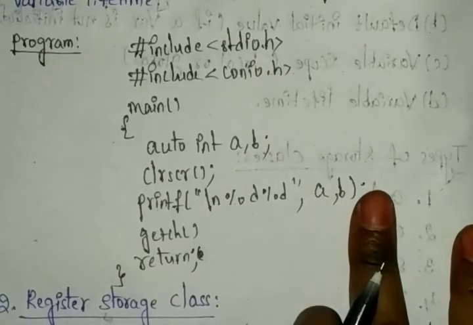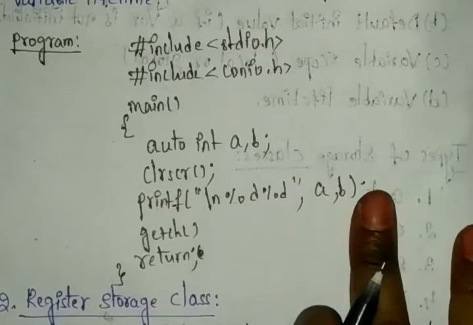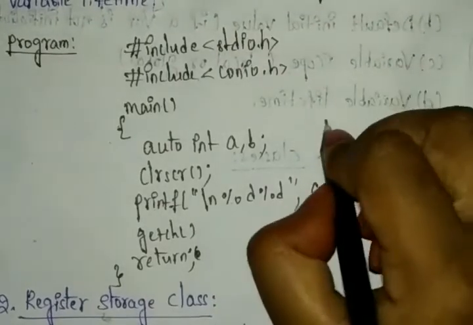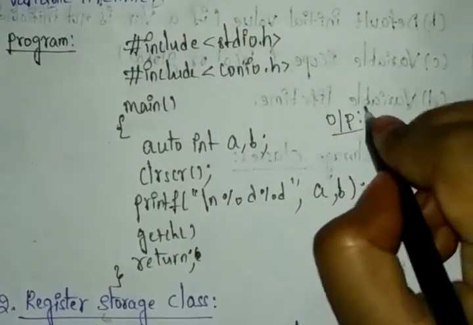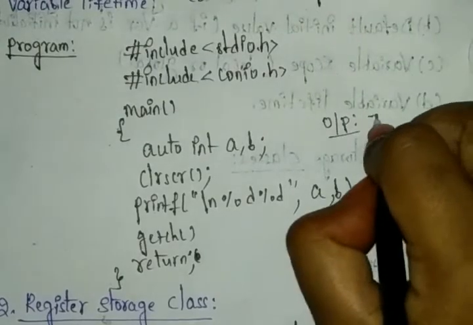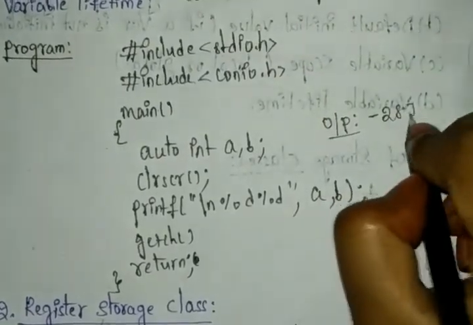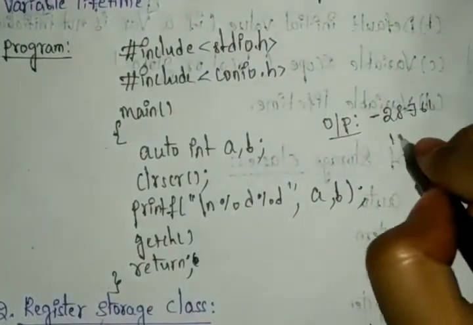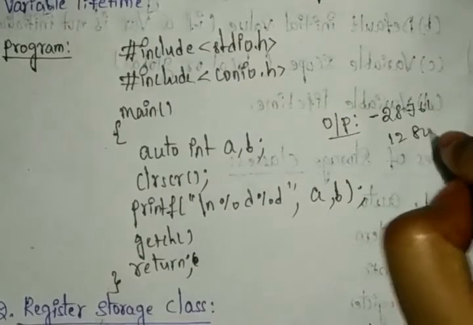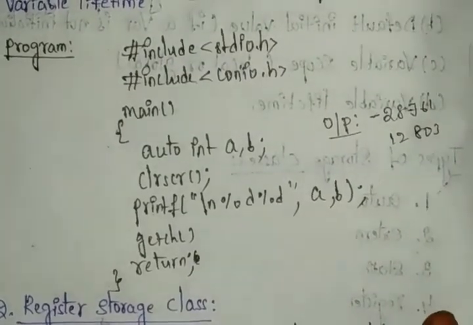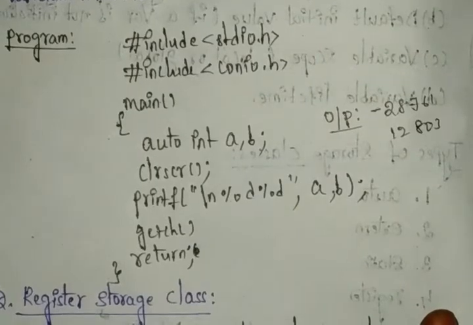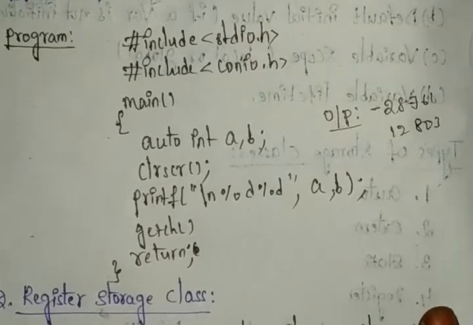So first, whatever you have in an automatic variable, it can be garbage, right? For example, it can give an output like 28761 and 12803. For example, it will give some output like this. So automatic variables can be used like this.